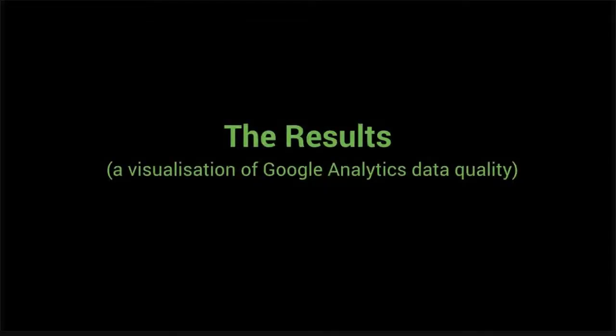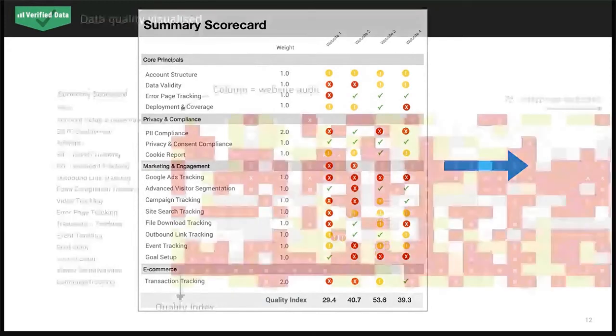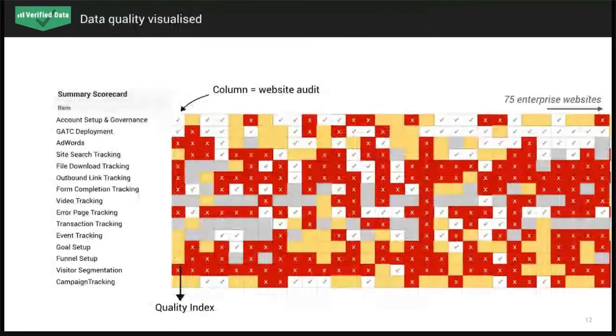So let's come on to the results then. This is a visualization of Google Analytics data quality. Coming back to this is where we started from the example. So here you see 4 different columns of colored results representing different websites being audited. Now just imagine that these columns spread out more and more to the right, filling in more audits. And you get something that looks like this.